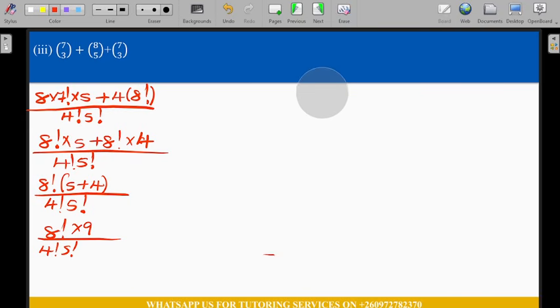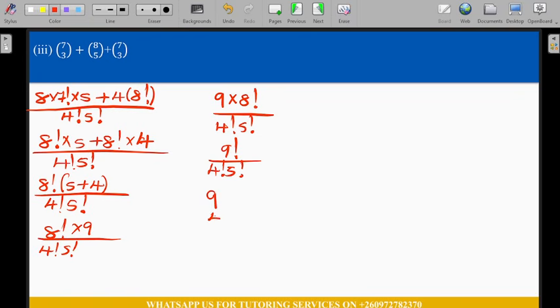Like I said, here we can combine 8 factorial times 9, and we can say 9 factorial, over 4 factorial 5 factorial. So the answer becomes 9 combine 4, and also 9 combine 5. That becomes the answer.